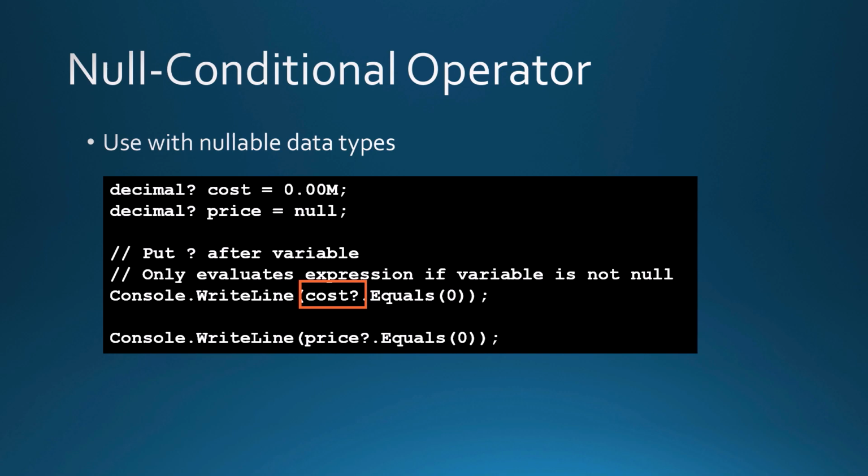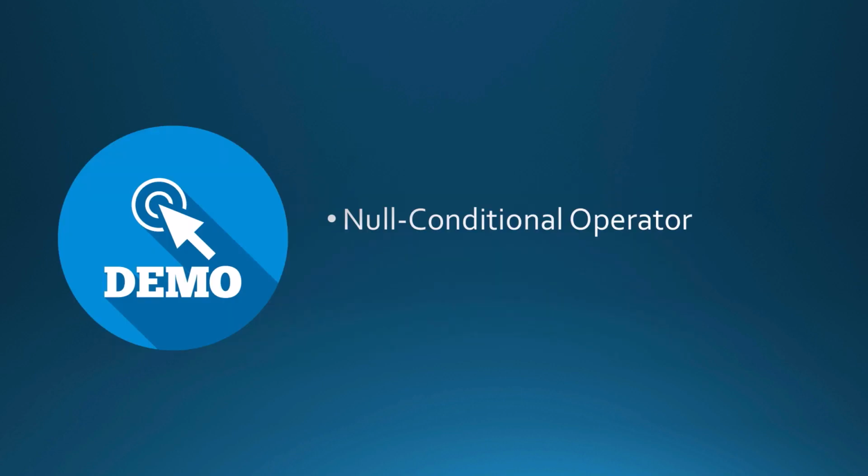And if it isn't, execute the method. Otherwise, just move on. It won't do anything with that line. So basically, the compiler is writing an if statement for you. Let's take a look at an example of a null conditional operator.